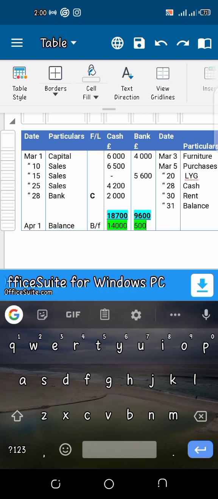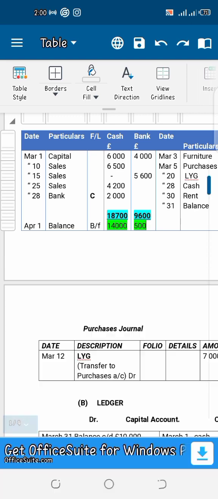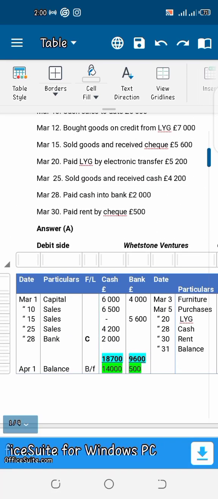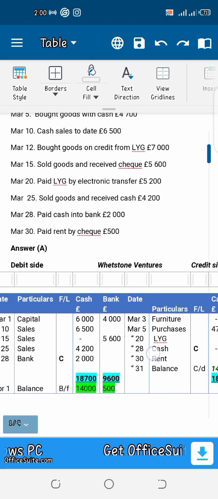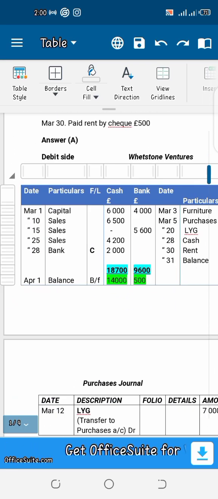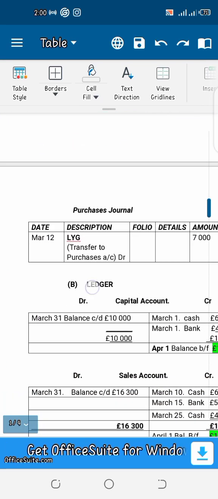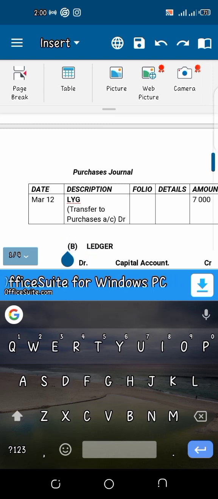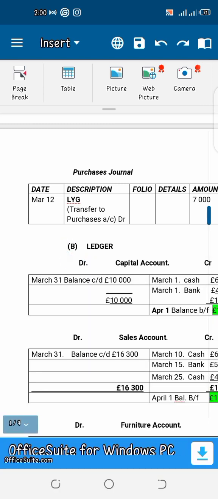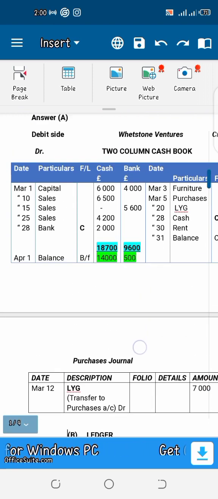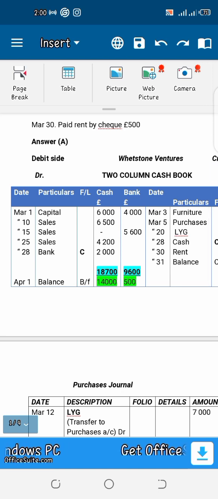Okay, so let us now move ahead. Remember, the question asks that we prepare the ledger, as well as the trial balance. Now let's go to the ledger. The ledger account happens to be the B part of the question. The ledger helps to show the individual entries found in the cash book.